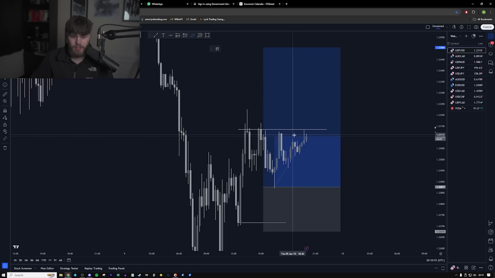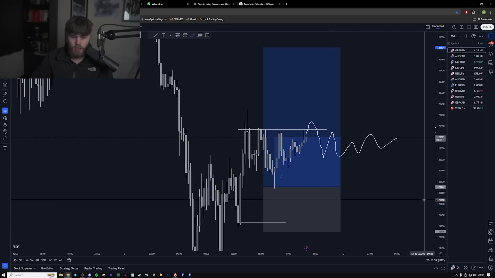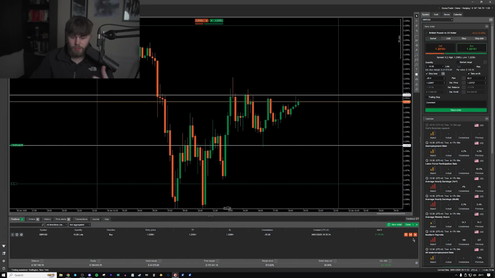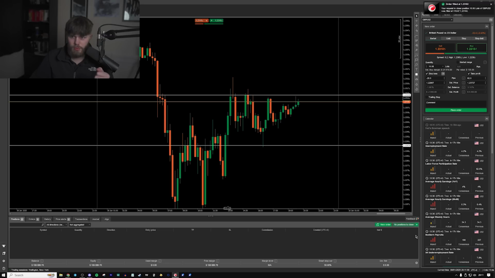So we have NFP tomorrow, and I don't want to be holding the trade through NFP. So let's say price does break up, consolidates like this, or even drops back down further. I don't really want that to happen. So what we're going to do is I'm just going to close the trade. So we're going to close the trade, boom, and we have just made our 1% basically.